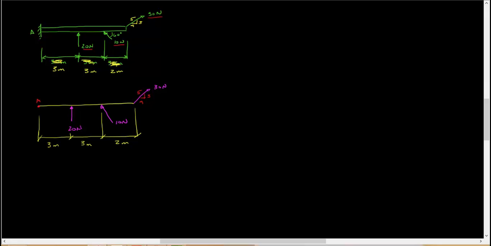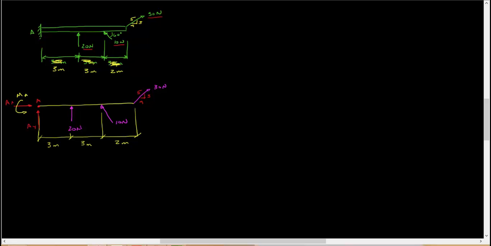So what I have down here is I've redrawn my beam, and I'm drawing a free body diagram. What I'm missing here is my AX, my AY, and my moment about A. So we're going to be calculating the moment about A.